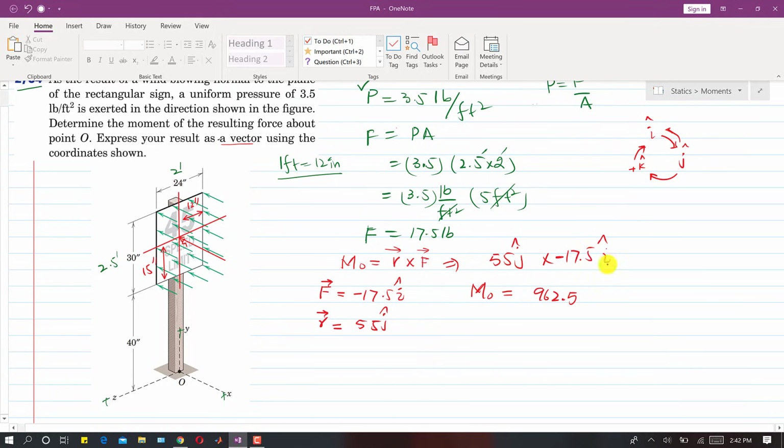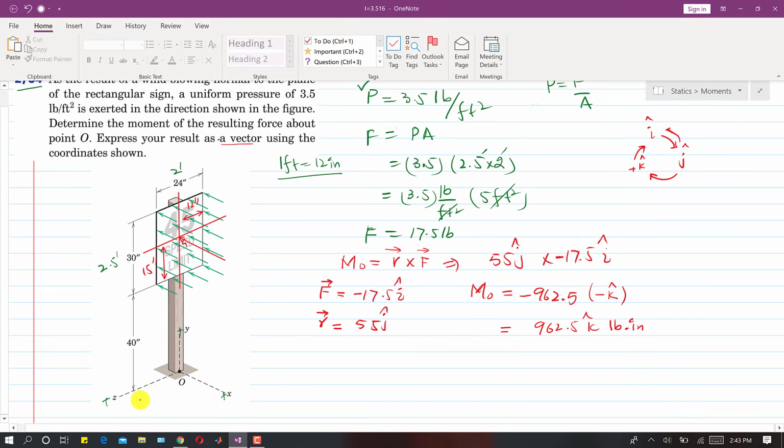So then it is this multiplication 55 into minus 17.5, this is minus 962.5, and J cross I in the opposite direction is minus K, right? So this will be minus K. So if I write, this will be equal to, minus will be multiplied, so then we will get 962.5 K, and this will be pound inch, and the direction is in the positive K direction.